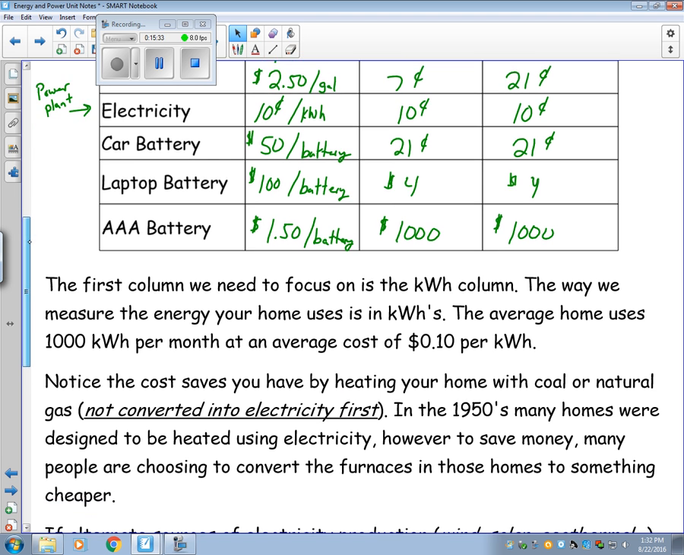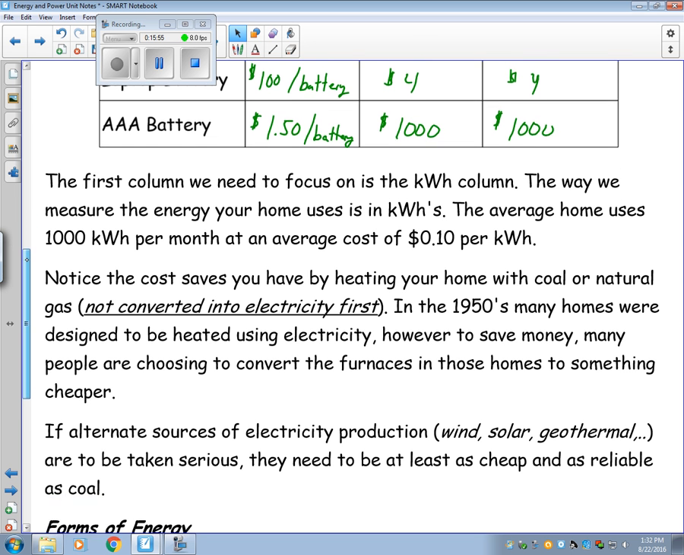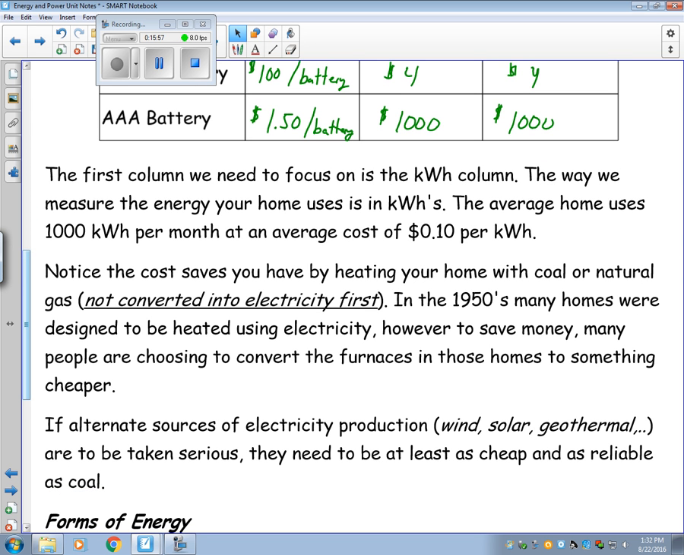Okay, so the first column we need to focus on is the kilowatt hours. That's the middle column. This is the way we measure the energy in our homes. The average home uses 1,000 kilowatt hours per month at an average cost of 10 cents per kilowatt. So notice the cost savings you have by heating your home with coal or natural gas. Not converting it, just burning it and doing this.